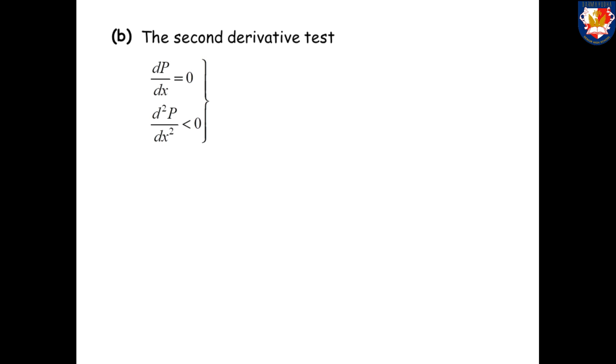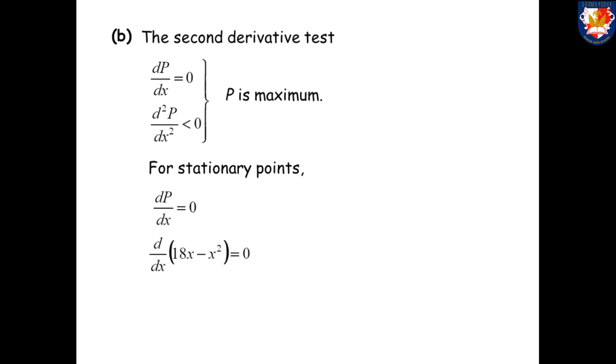Part B asks for the maximum value of P. So we will use the second derivative test. For finding the maximum value, the first derivative of P must be 0 and the second derivative of P must be less than 0. Then we can say that P will be maximum. For stationary points, the first derivative must equal 0. So the first derivative of 18x − x² equals 0, or 18 − 2x = 0. So x = 9.